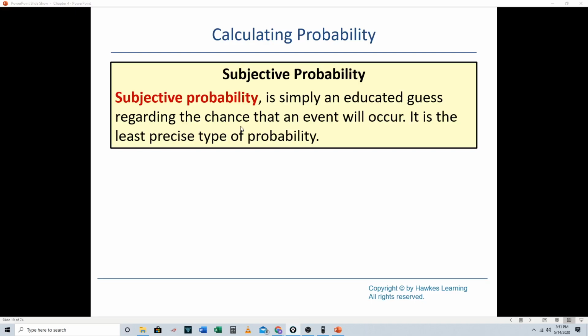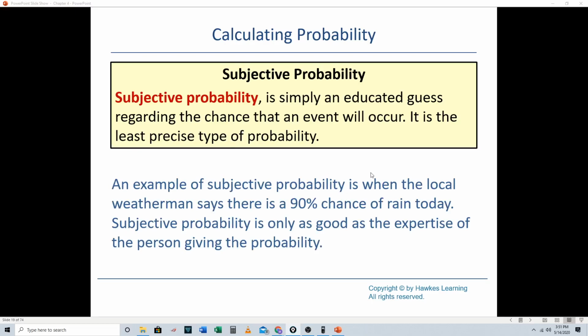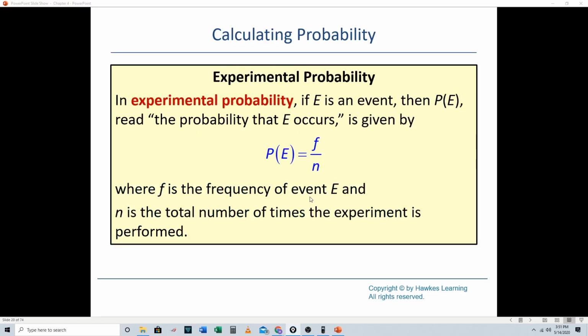So another one could be like a stock market broker. They could say what's probably going to happen in the next couple of weeks or next couple of months, or what they expect to happen. But it's all subjective. It's all based on their opinion. So it's the least precise type of probability. We're not going to calculate subjective probability ever. So here's an example, the weatherman.